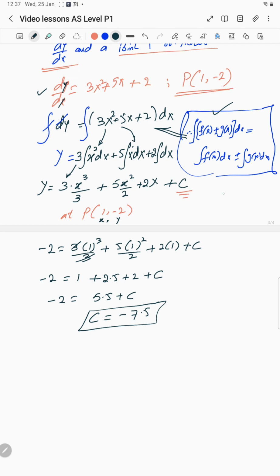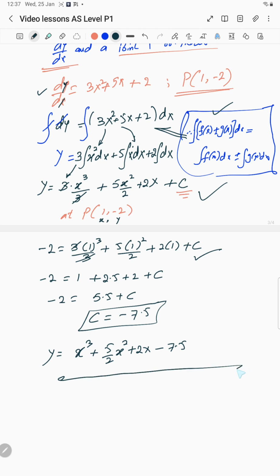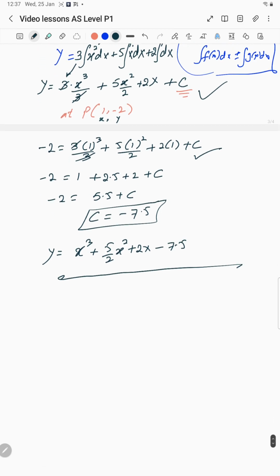Now replace this value here. What you will get when you substitute this value in the result is y equal to, as you can see, the 3 is cancelled, so x cubed plus 5 by 2 x square plus 2x plus c, where c goes to minus 7.5. So this is the final equation of the curve we are looking for. I hope it is clear to everyone.